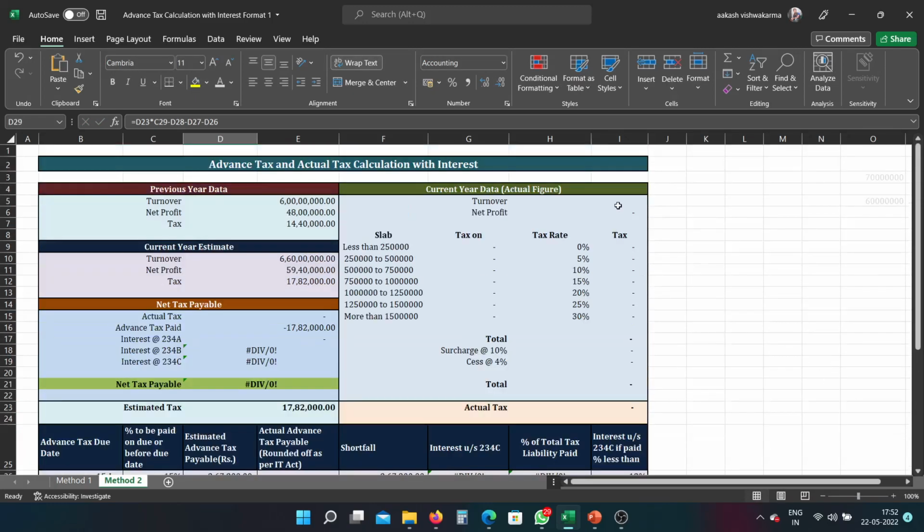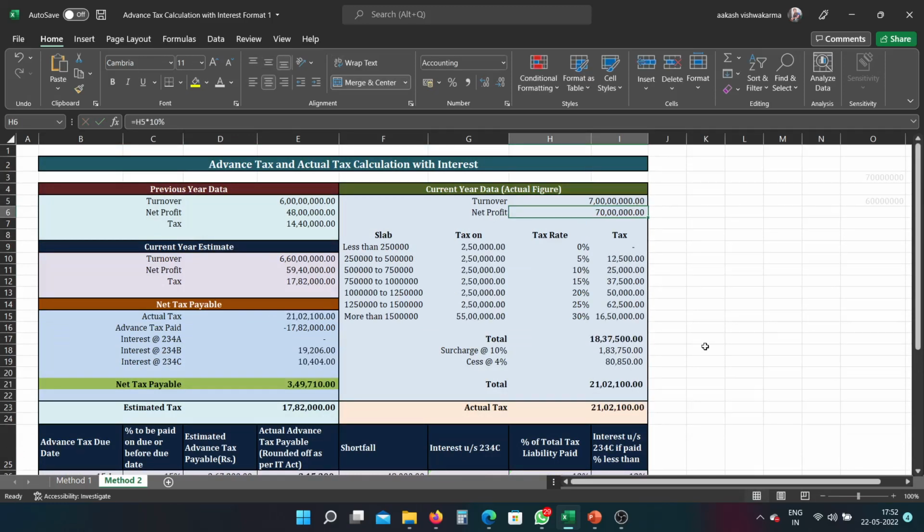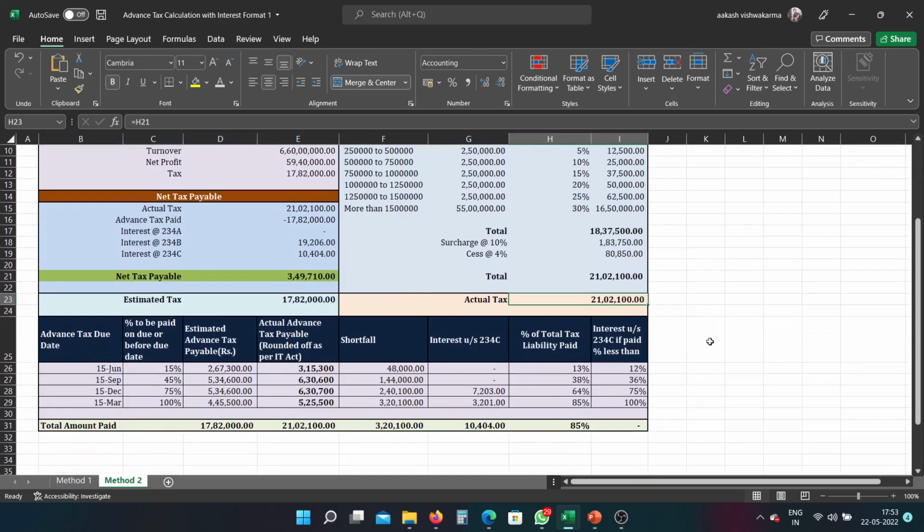After the year ended, we got to know the actual results of our company. So as per actual result, our turnover comes out to this and profit margin was 10%. We have pre-applied the formula for calculating tax on income. You can take help of an online tax calculator to know the actual tax liability. This is our actual net tax liability. According to this tax liability, our advance tax would have been this value.